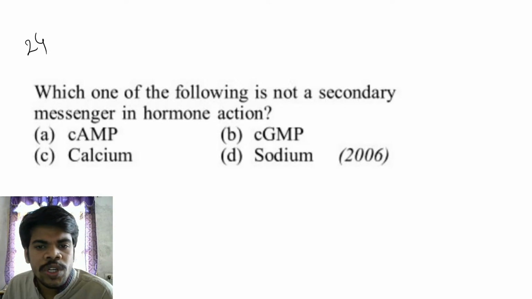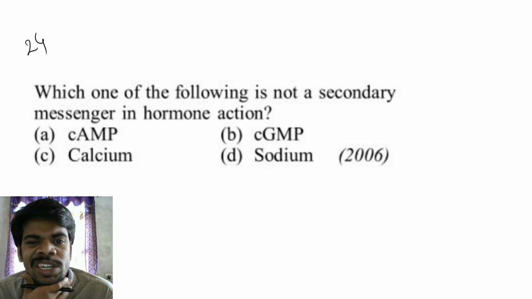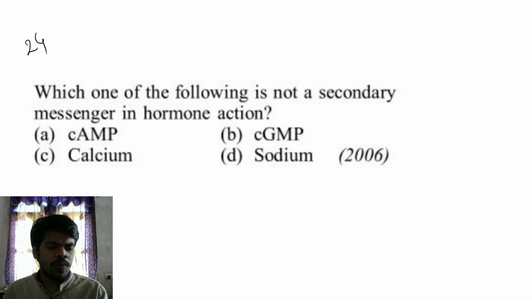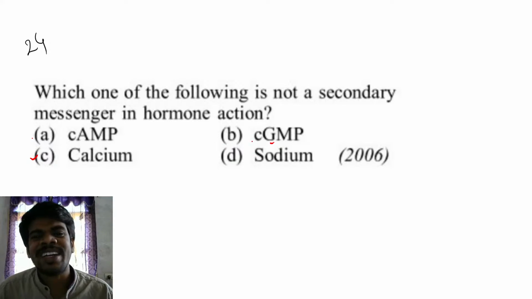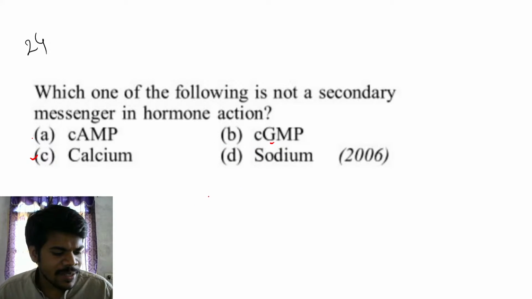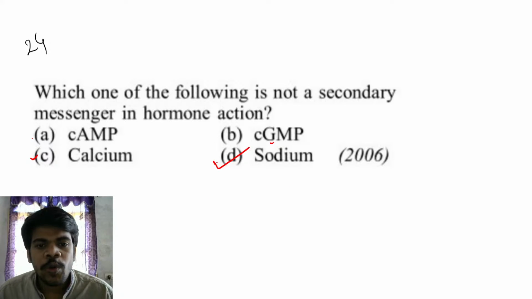Come to this 24th question. Very important. Which one of the following is not a secondary messenger in hormone action? We already know cAMP is a secondary messenger, and during the lecture I also gave the example that calcium sometimes acts as a secondary messenger. Cyclic adenosine monophosphate, cyclic guanosine monophosphate are also secondary messengers. The right answer is sodium. Sodium is not a secondary messenger in hormone action.